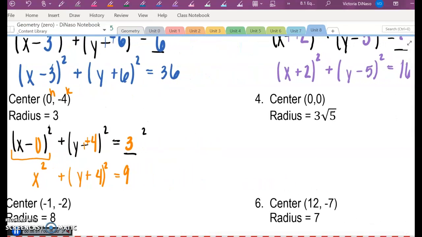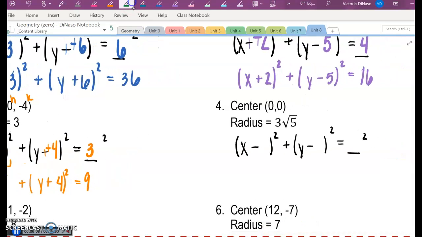Number 4. This one has a center at 0, 0. So I'm going to do something similar to what I did in number 3. So I have (x minus something) squared plus (y minus something) squared equals r squared. So here's h, here's k. We have x minus 0, y minus 0, and then we have (3 root 5) squared.